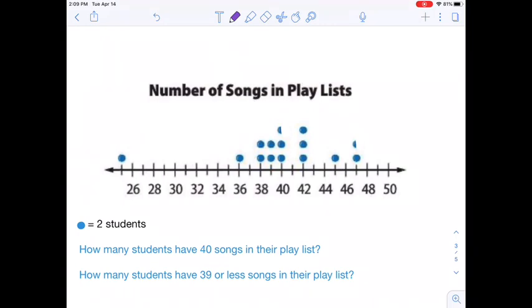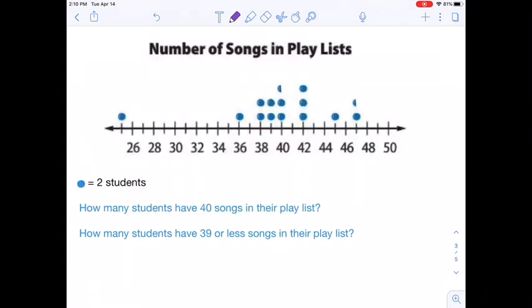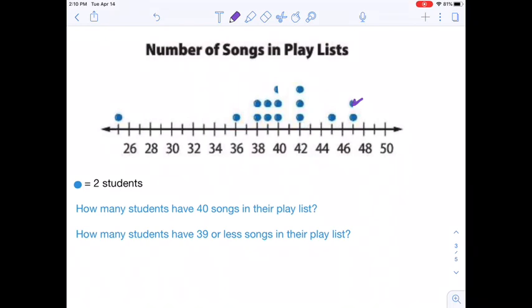How about a playlist question? I need us to stop for a second and look at our key. We have a key for this question. Each dot represents 2 students. Do you notice anywhere where we don't have a whole dot? I notice 2 places where we have half of a dot. So if a whole dot represents 2 students, what does half a dot represent? It represents 1 student. So we have to know that when we see these 2, we count those as 1 student.